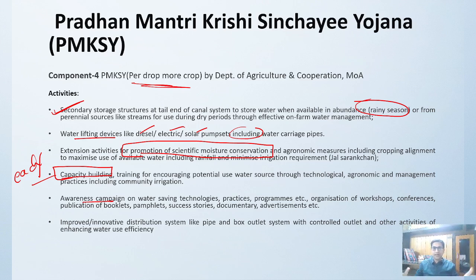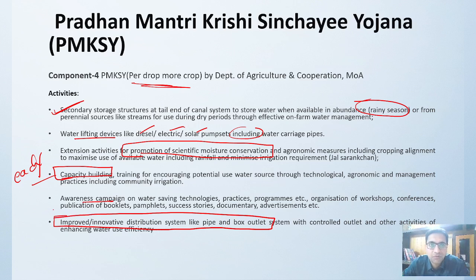You have to generate awareness among the people. Then also use improved and innovative technologies and distribution systems, and use out-of-the-box experimentation for running this Per Drop More Crop system.